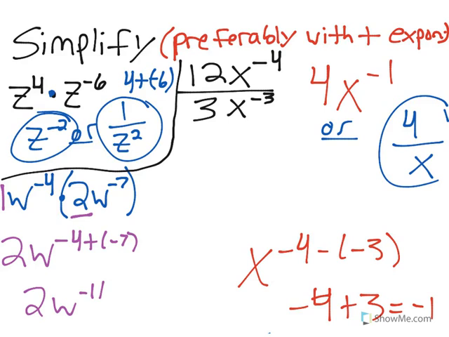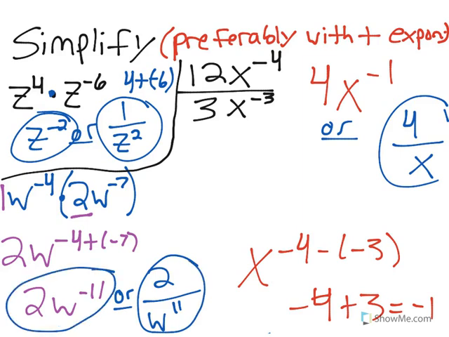That's one way of writing this answer. Or, let's write it with a positive exponent. Let's leave 2 in the top of the fraction, but let's move w to the bottom so its exponent can be positive. So these are the two ways to write the answers for that last example.